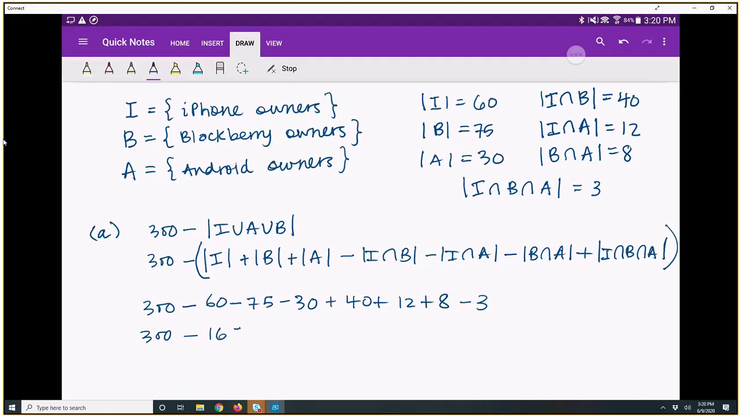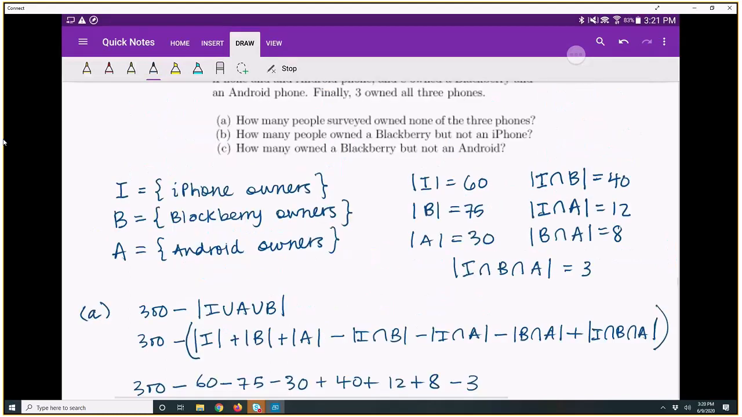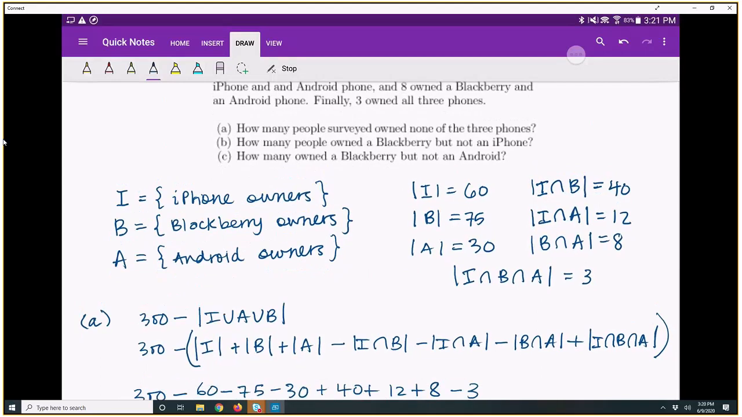Minus times minus gives me plus, so plus 40 plus 12 plus 8, and then minus times plus gives me minus, so minus 3. So it looks like this is 300 minus 165 plus 60 minus 3, which is 300 minus 108. So 192 of the people surveyed owned none of the 3 phones.